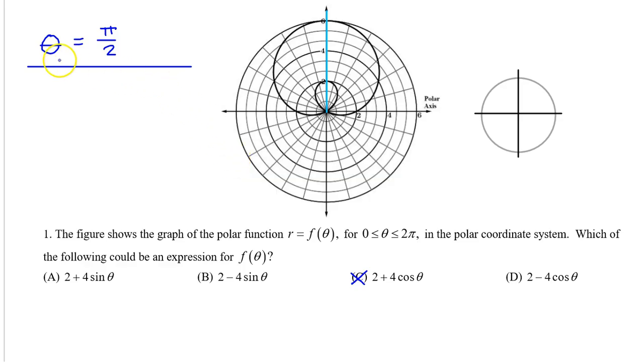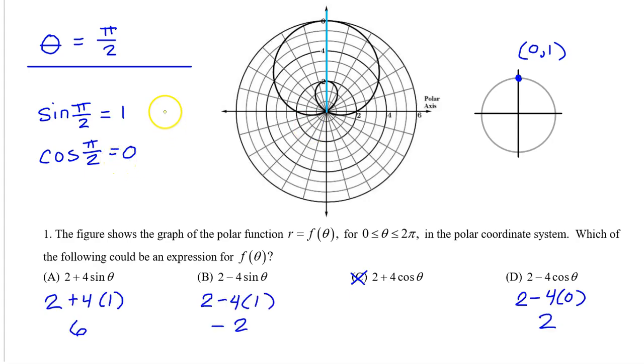Next, let's let theta equal pi over 2 and see if we can eliminate more options. At pi over 2 on the unit circle, we have the point 0, 1. Again, sine is the y value and cosine is the x value, so the sine of pi over 2 is equal to 1 and the cosine of pi over 2 is equal to 0. Making these substitutions, we find that these are the values of the three remaining options.